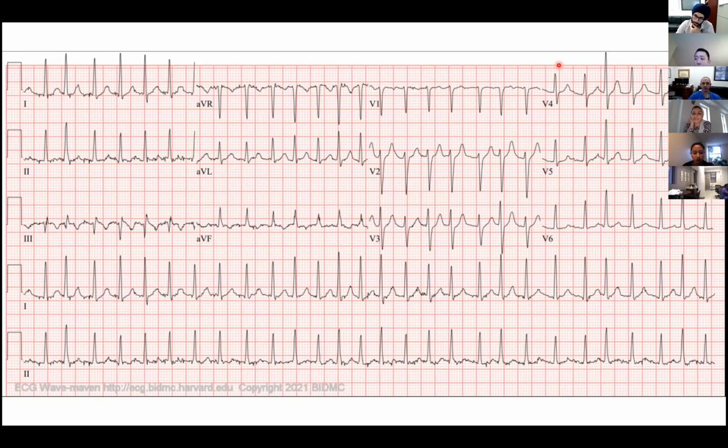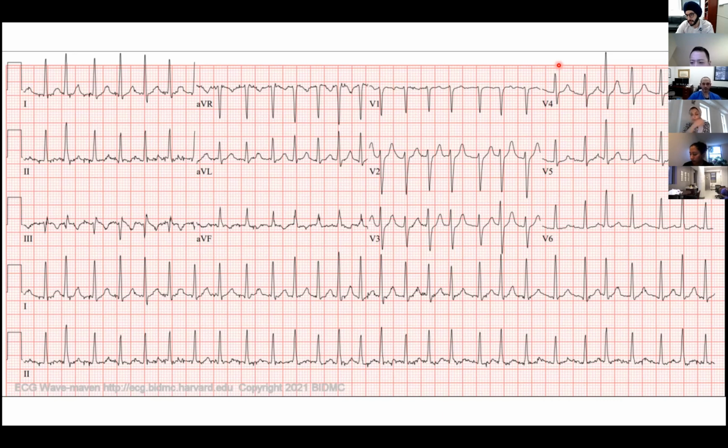You're irregularly irregular, right? So differentials would be AFib with RVR. Okay. Multifocal atrial tachycardia. Or sinus tachycardia with premature atrial contractions, PACs, yeah, with frequent PACs. Okay. So then just basically exclusion criteria.